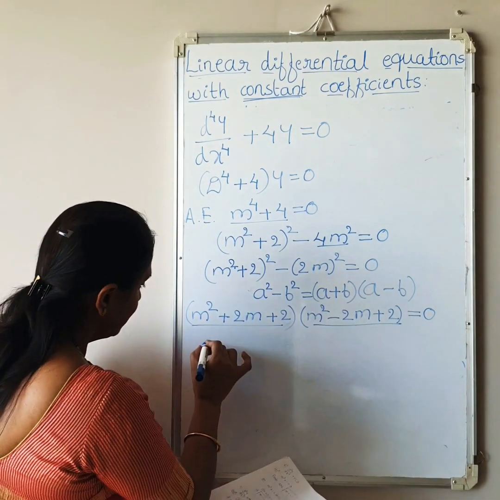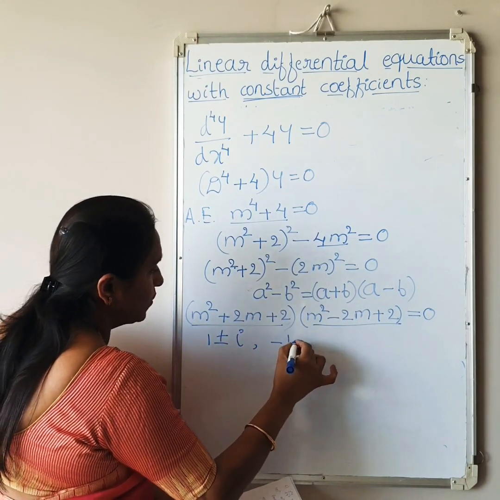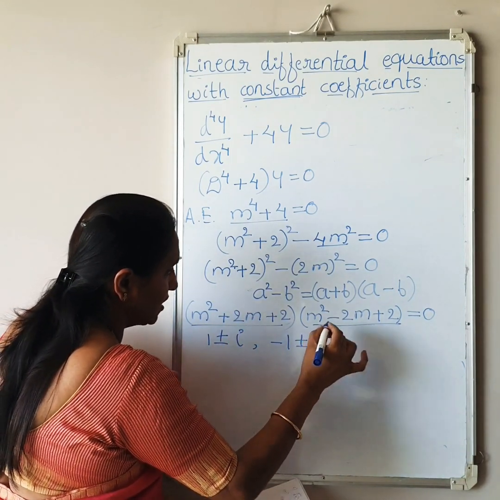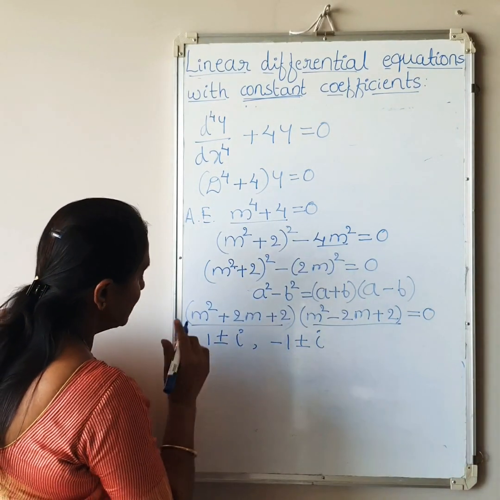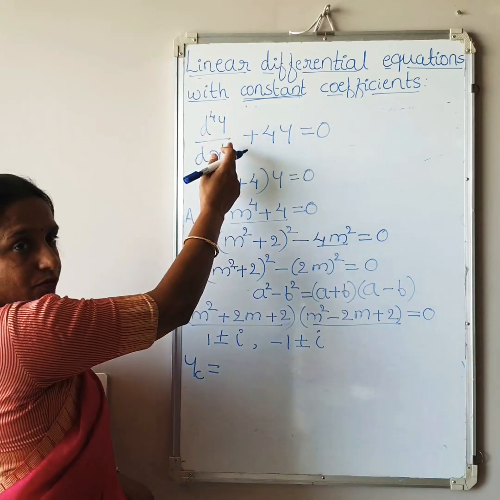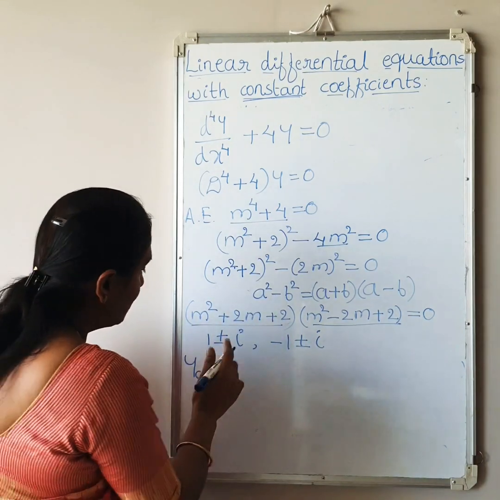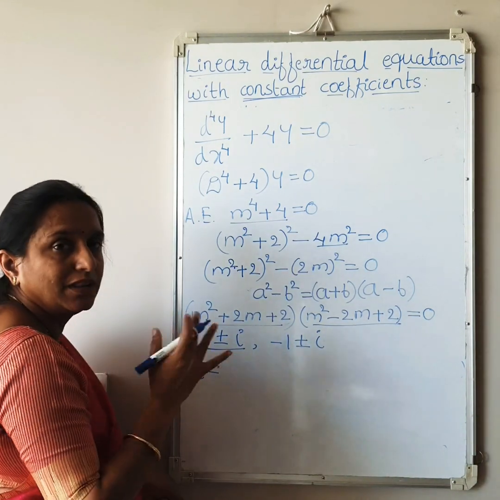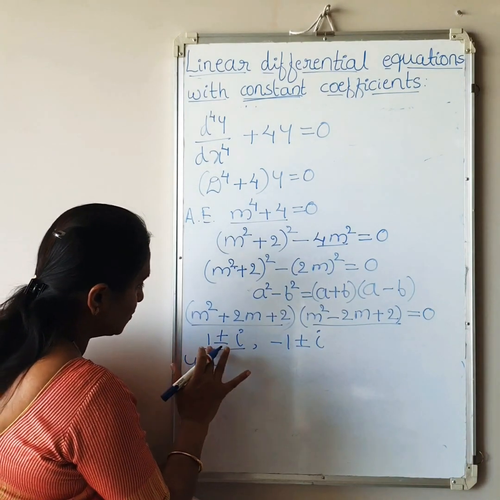So roots are 1 plus or minus i, minus 1 plus or minus i. You can check with calci. These are the roots. Then how to write the solution? yc is equal to, again it is of order 4. You will get 4 constants and 4 roots are there. First we will write for this one. All 4 are imaginary roots. First we will write the solution for this.